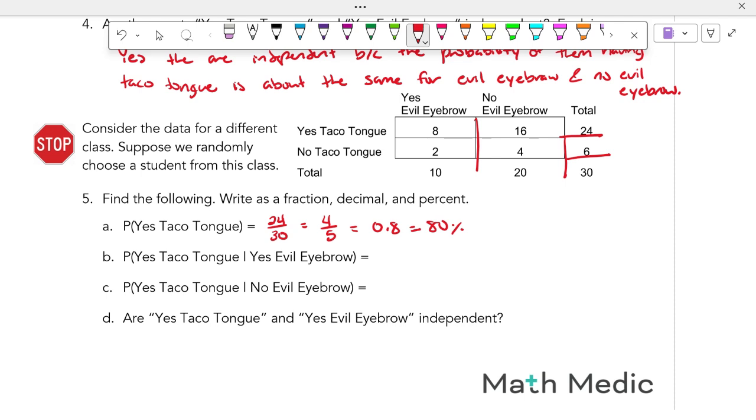Here's some vocabulary. When you see this symbol right here, this symbol means given. The way we read it is, what's the probability of yes, taco tongue, given yes, evil eyebrow? That little line means given. That's how we typically write conditional probabilities. If we know for a fact that they have evil eyebrow, what's the probability that they also have taco tongue?